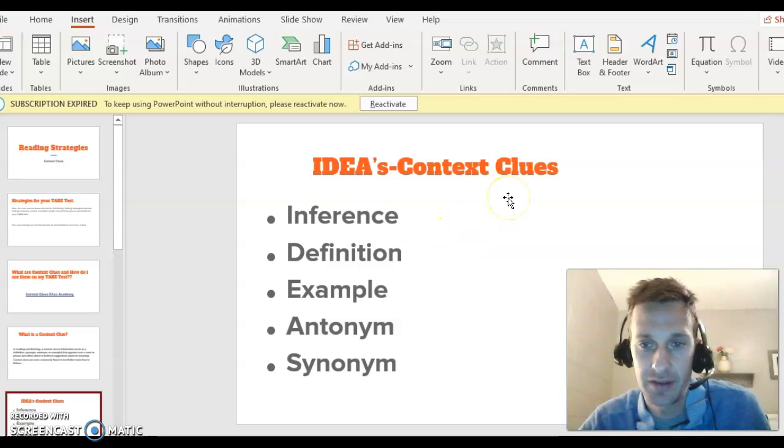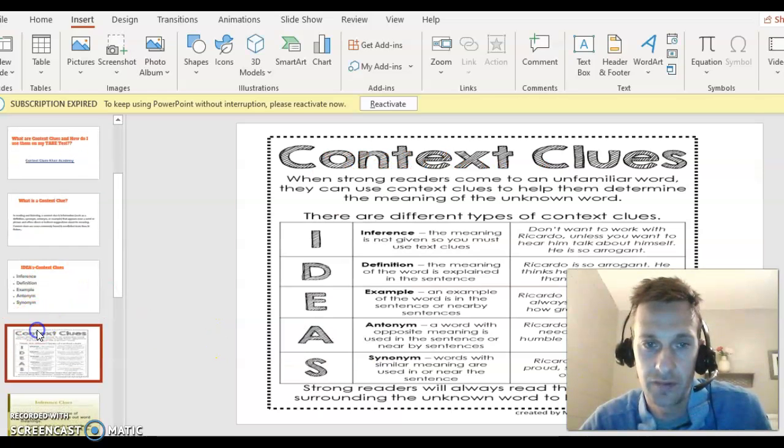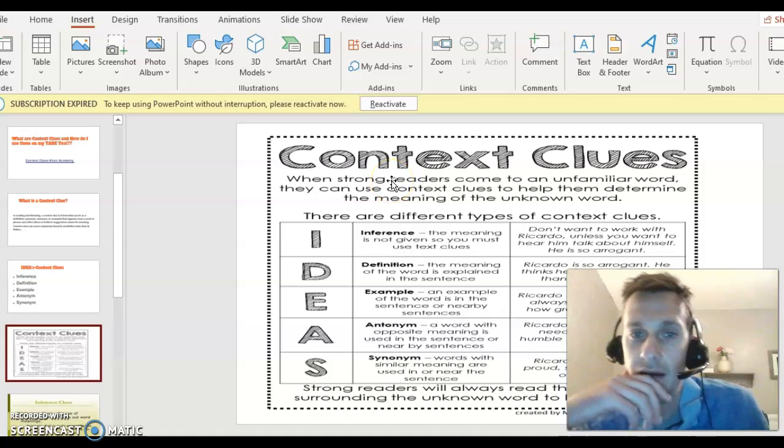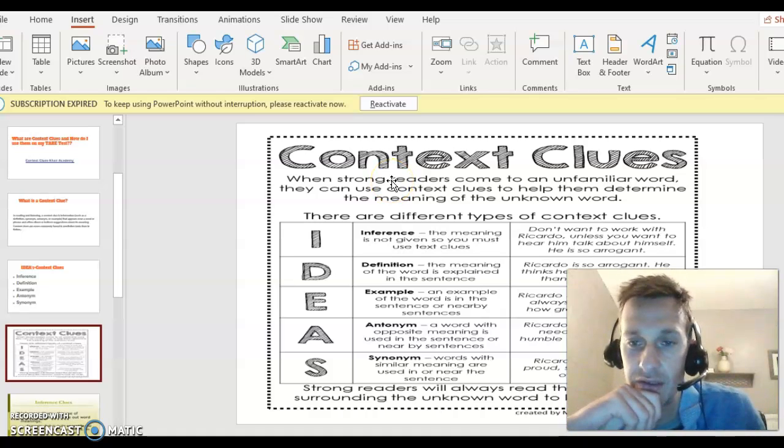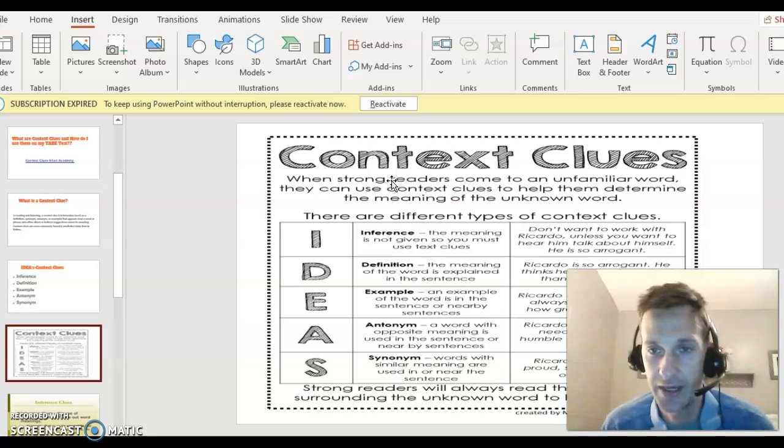Ideas. This is what he just talked about in the video. Inference, a logical conclusion based on the information you have. The definition. Well, definition, example, antonym, and synonym. All right. Let's go through them real quick. An inference, the meaning is not given, so you need to use context clues. What's an inference? Educated guess.